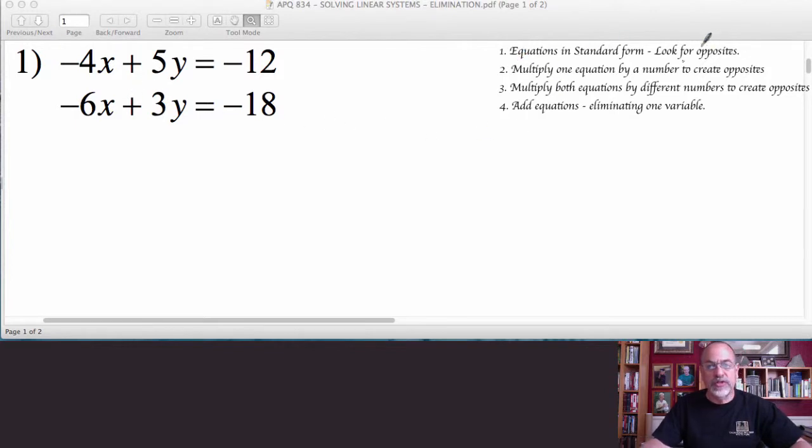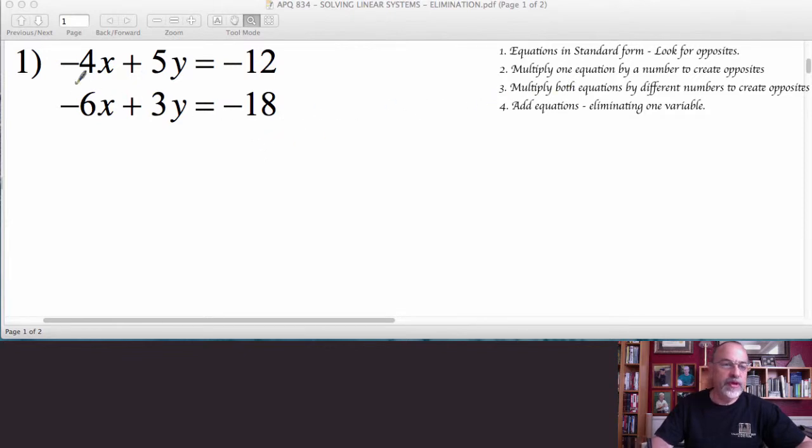So as we go through our steps then, we look for equations in standard form, which we have. We look for opposites. The x coefficients are not opposites, the y coefficients are not opposites. I can't multiply by a single number to get 6, and I can't multiply by a single number to get 4, so I can't make the x's opposite. Same thing for y, so we're going to have to multiply each by different numbers.